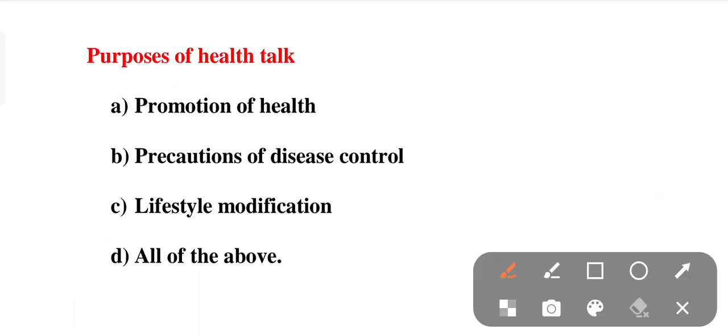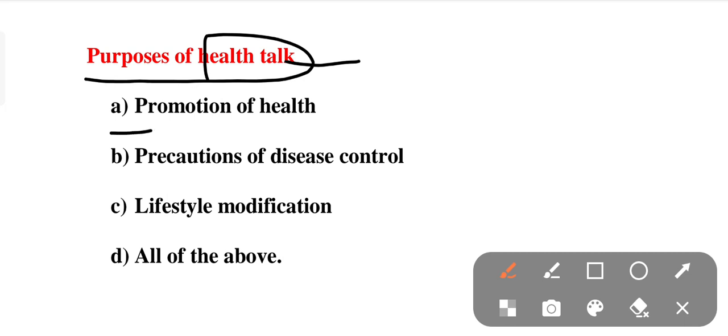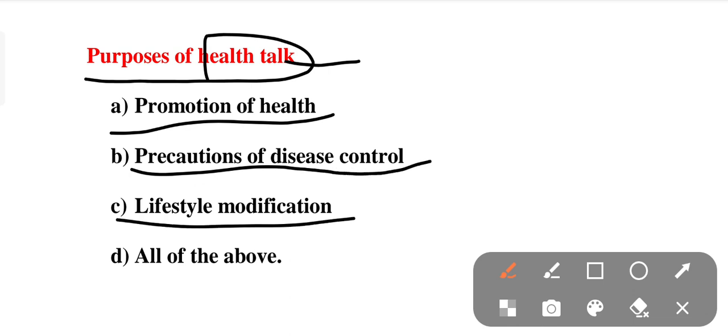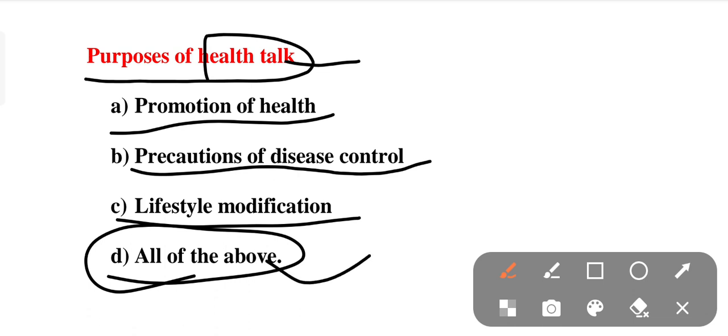So the next question is, purposes of health talk. Most of the nursing students will come across health talk preparation in their BSc nursing, MSc or GNM. So what are the purposes of health talk? For what purpose are we preparing health talks in the college? Options are promotion of health, precautions of disease control, lifestyle modification, all of the above. So the right answer is all of the above.